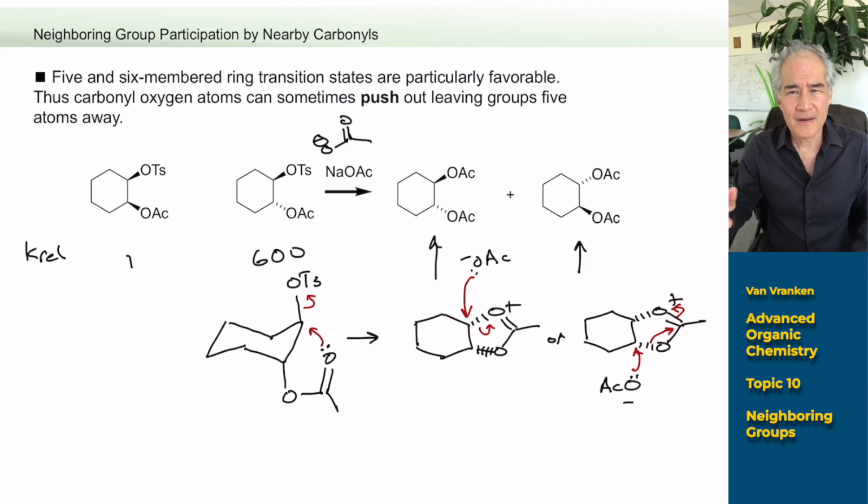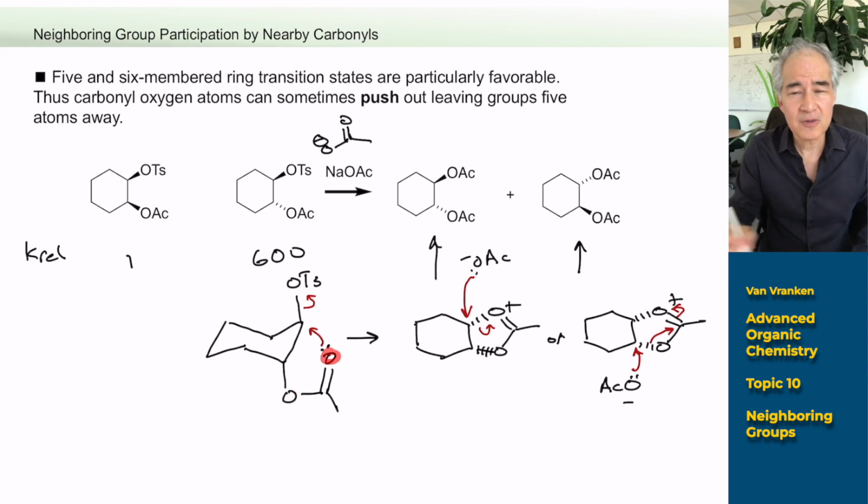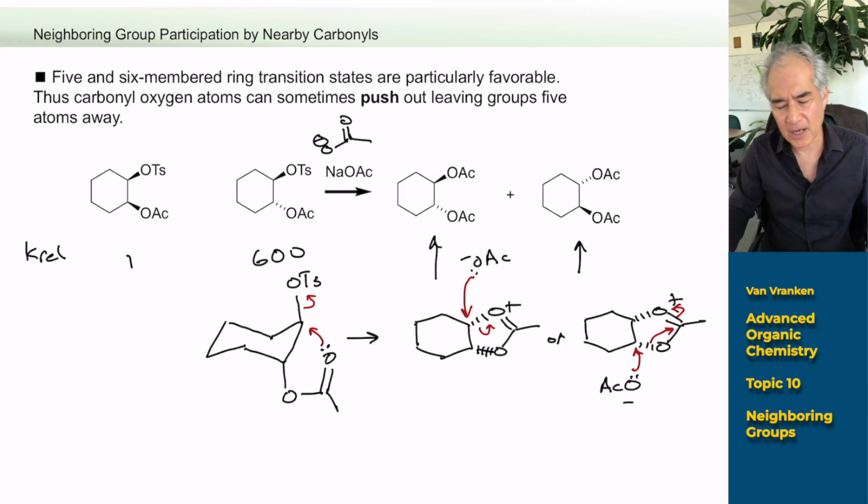Okay, so esters, when you have an ester like this one right here, or an amide, if you have an amide nitrogen, the lone pairs on that carbonyl can participate as a neighboring group, leading to SN1 type kinetics, but without forming a carbocation intermediate. You're pushing out the leaving group in this case. Oxygen lone pairs are not that nucleophilic, but when you're 5 atoms away, that makes that process favorable.